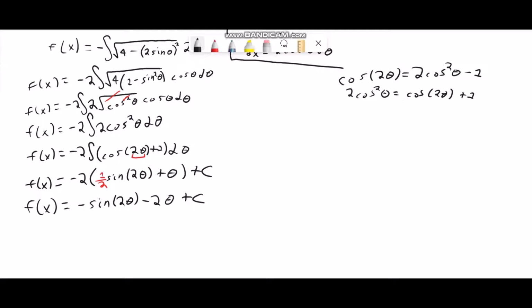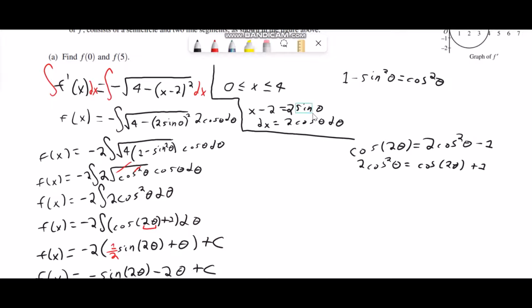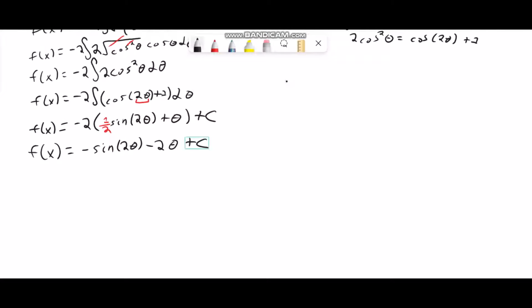All right, now let's look back to our original substitution. We assigned x minus 2 to be 2 sine theta. Let me write that down again. So we have x minus 2 equals 2 sine theta. I'm going to divide both sides by 2, so I'll get sine theta equals x minus 2 over 2.